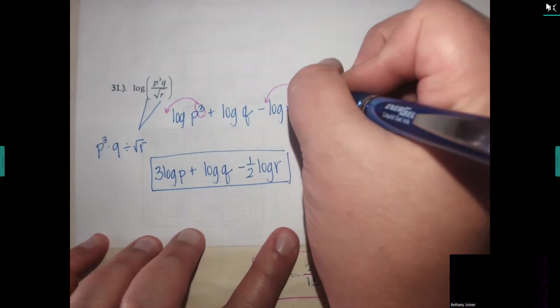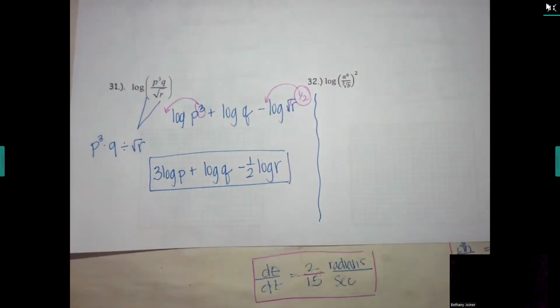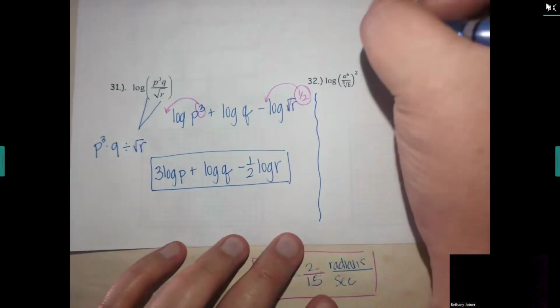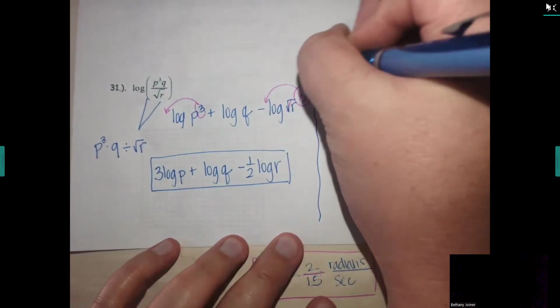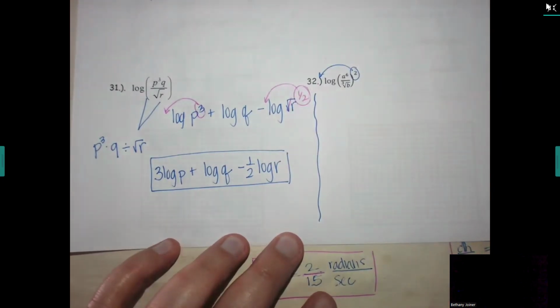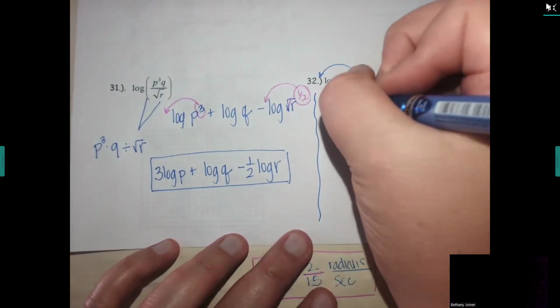All right, from here, let's check number 32. Number 32 is a little bit harder because you have a number on the outside, but hopefully you can do it. The first thing I'm going to do is take that 2 and just pull it out to the front. Because we know that if you have a top number, it can slide down to the front for logs.